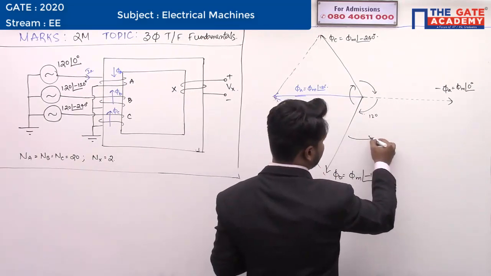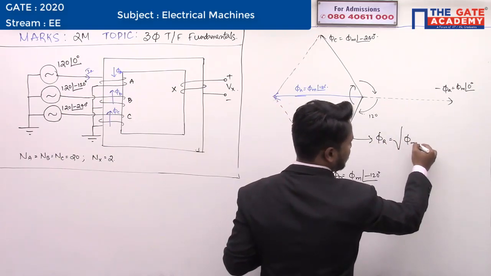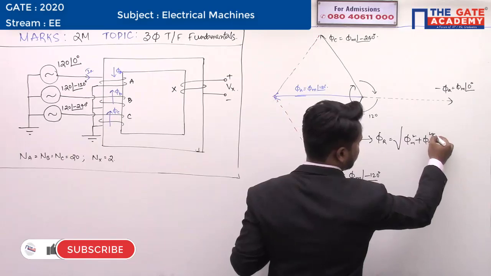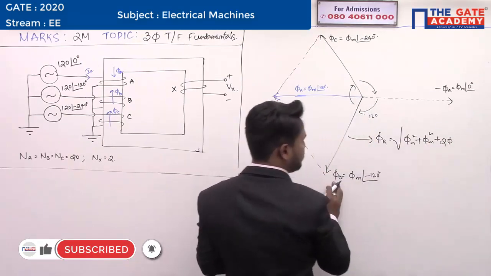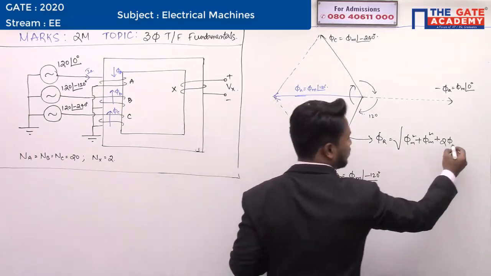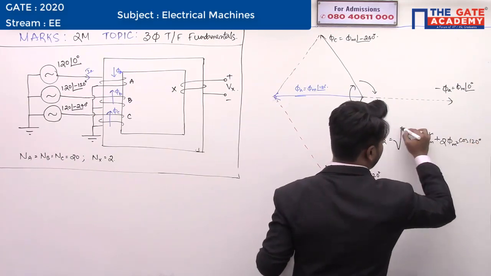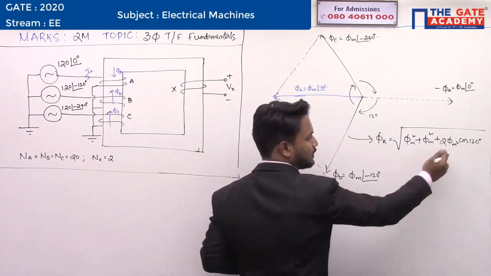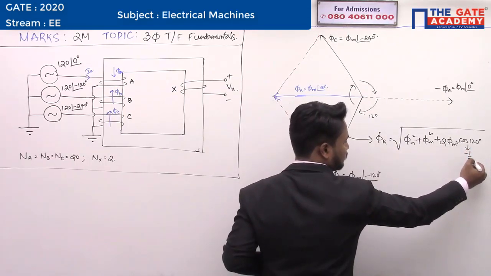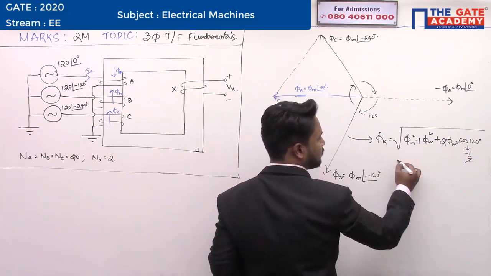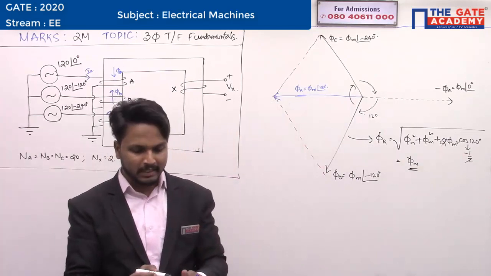Therefore, the resultant phi r is given by the parallelogram law of vectors, that is phi m square plus phi m square plus 2 phi 1 phi 2, that is phi b and phi c, that is phi m square, cos of the angle between them, 120 degrees. So cos 120 is minus 1 by 2. This cancels this, 1 minus 1 by 2 is 1 by 2. Therefore this 2 cancels this 2, and you will be left with phi m. The magnitude of the resultant is phi m.